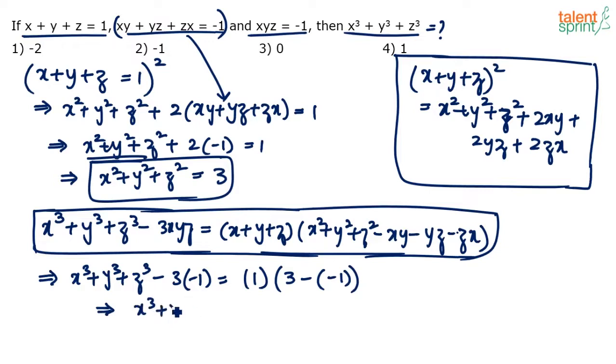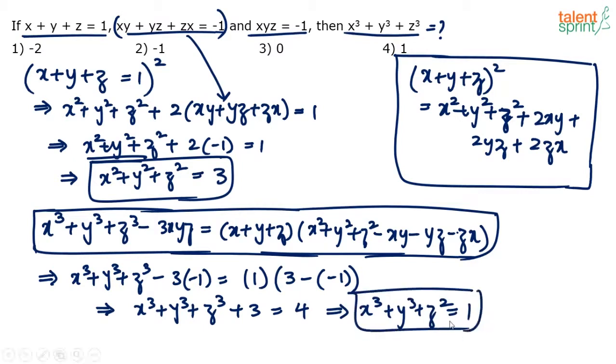X cube plus y cube plus z cube minus 3 into minus 1 is plus 3 equals, now what is this? 3 minus of minus 1. That gives you 4. This is 4. And upon further simplification, the last step will give you x cube plus y cube plus z cube equals 4 minus 3, 1. All right. So option 1 is going to be the answer.